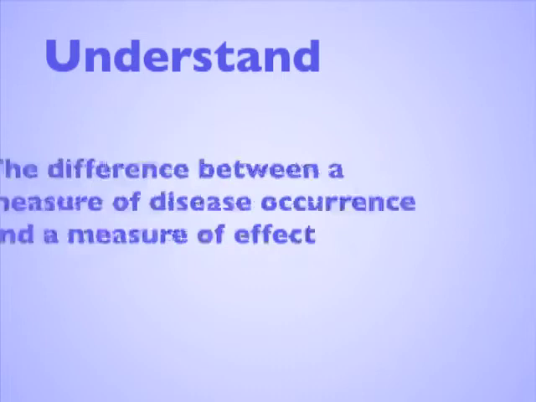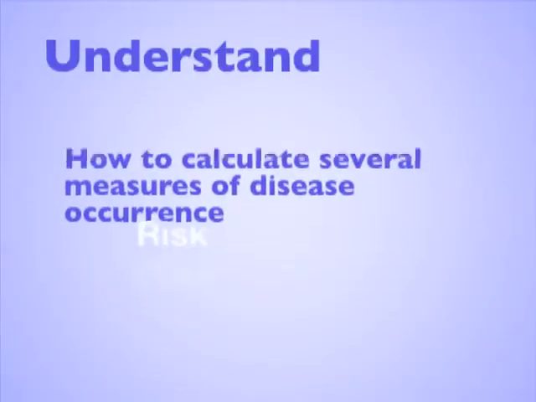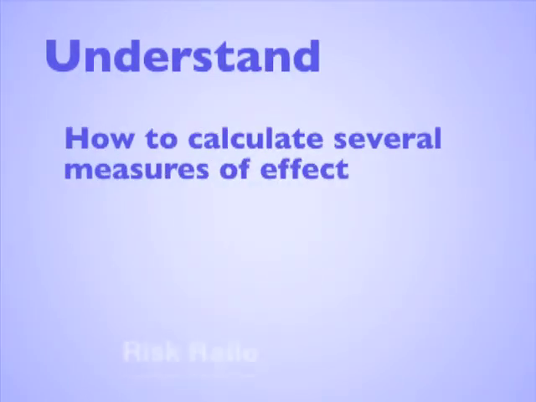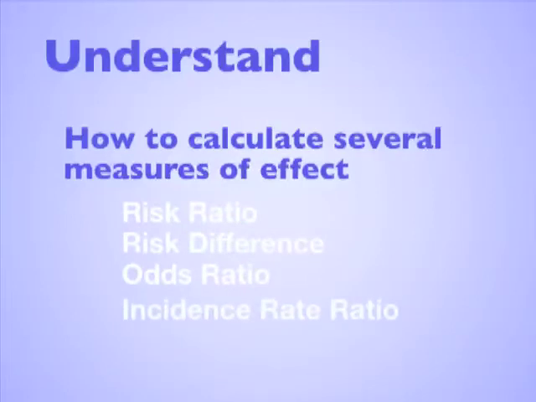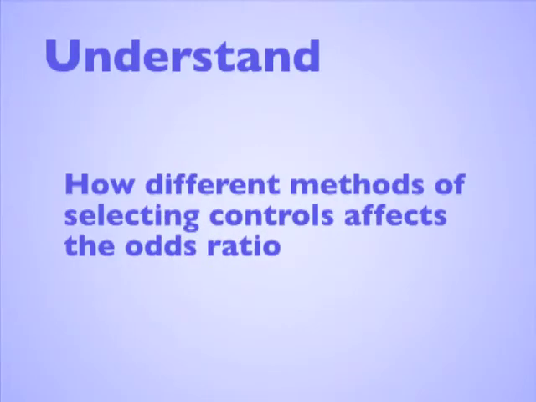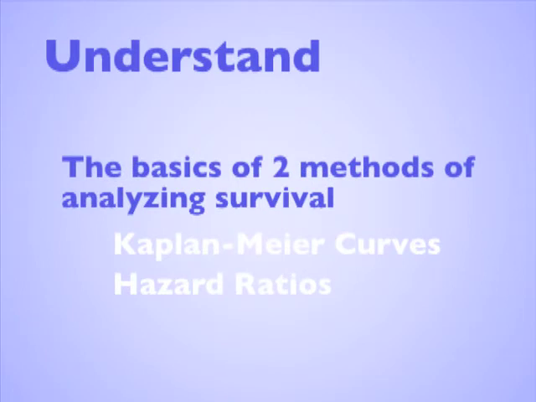of effect, how to calculate several measures of disease occurrence: the risk, the odds, and the incidence rate; how to calculate several measures of effect: the risk ratio, the risk difference, the odds ratio, and the incidence rate ratio; how to interpret these measures of effect; how different methods of selecting controls affects the odds ratio; and the basics of two different methods of analyzing survival, Kaplan-Meier curves and hazard ratios.